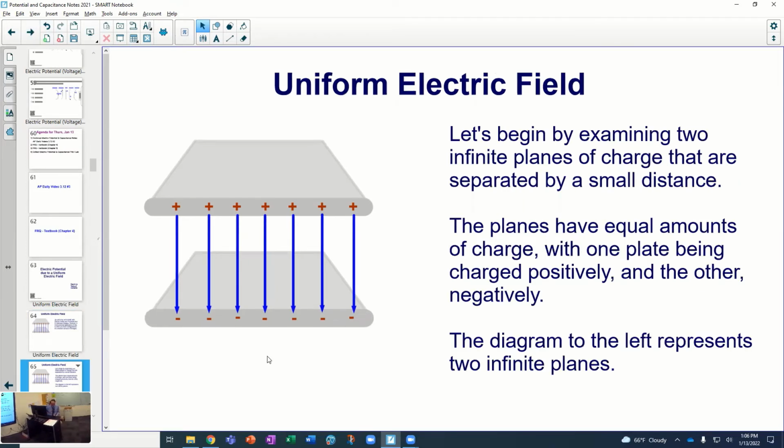Jackie, would you read this one for us? Let's begin by examining two infinite planes of charge that are separated by a small distance. The planes have equal amounts of charge, with one plate being charged positively and the other negatively. Diagram to the left represents two infinite plates. So obviously they can't show infinity exactly, but they're just trying to help you see if this kept going and going and imagining it that way.